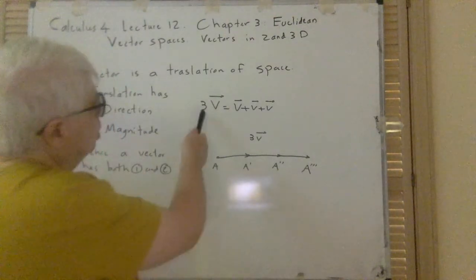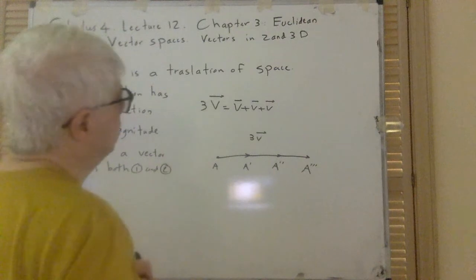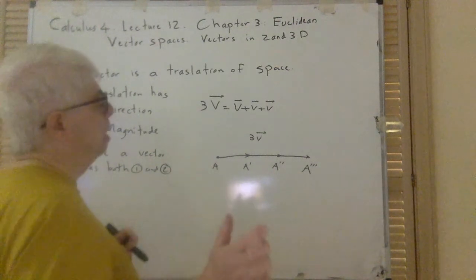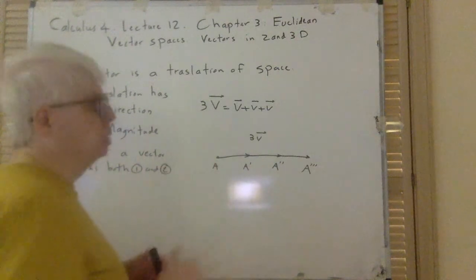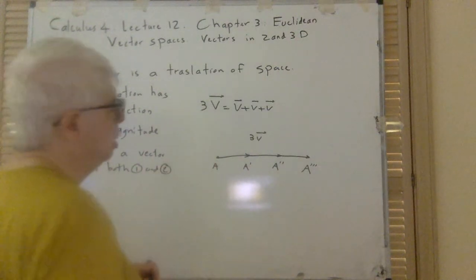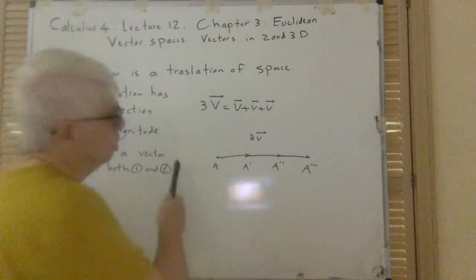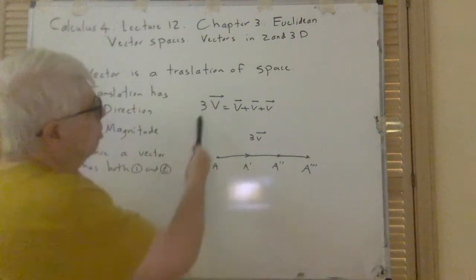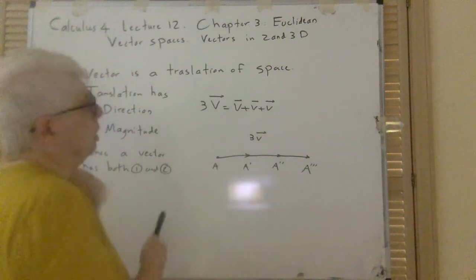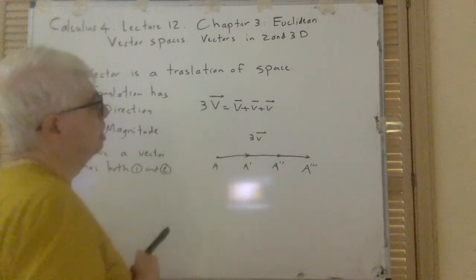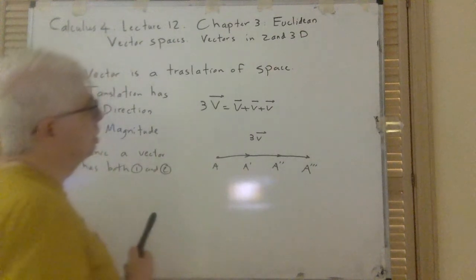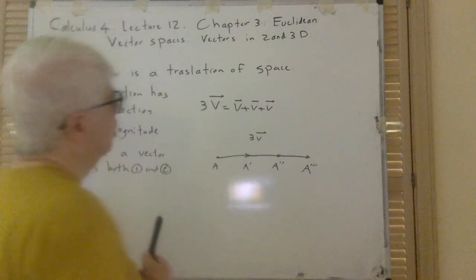So what this multiplication of scalar by vector does, it just expands this, and it multiplies the magnitude by 3. It doesn't change the direction. So the direction is the same thing. If it's negative, it goes the other way. But if it's positive, it goes this way. The same sense that it was. So that is how you multiply an integer with a vector.